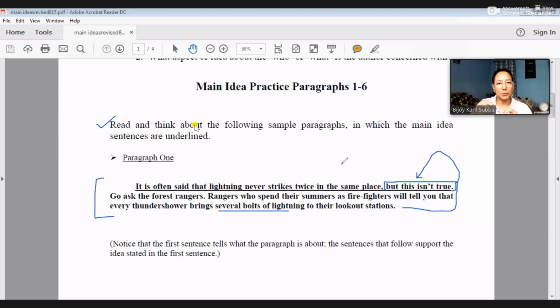Which ones would be the examples? We've got to think of it. So you have the topic sentence. These are supporting sentences. These are basically examples supporting the topic sentence. All right.